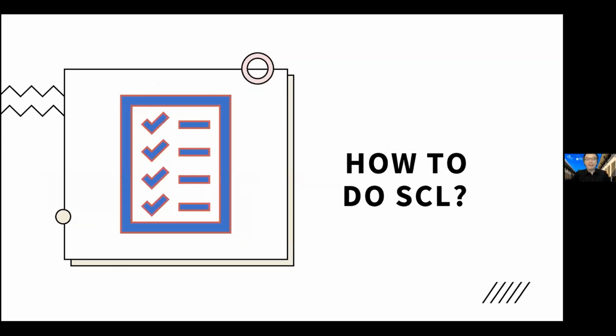So next one. How to do SCL, student-centered learning? There are many different ways, and I'm going to share an example with you. And Mark later will also talk about different ways of engaging students using an inquiry-based learning pedagogy. So how to do SCL?